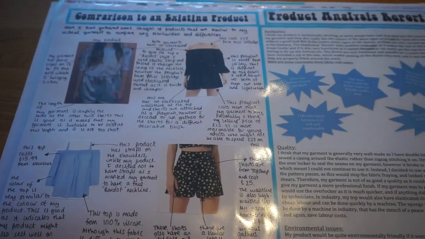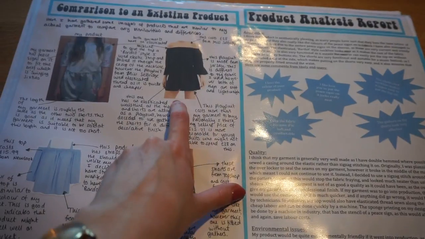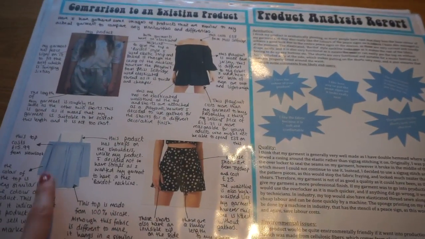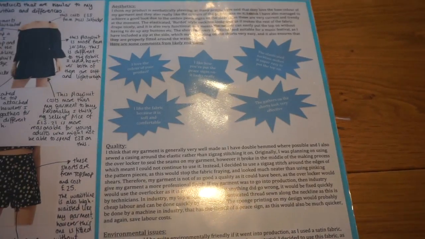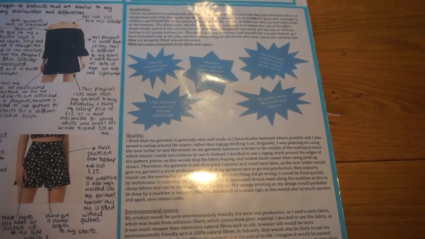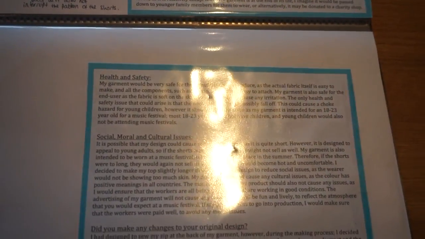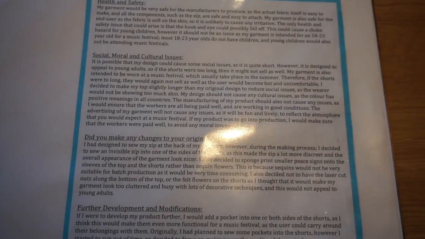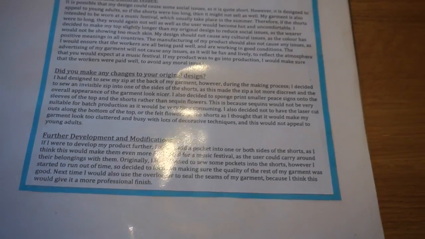Then I compared my product to an existing product. So this idea was quite similar to mine in the style of it. So I compared the style with that. I compared the top with this, and I compared the shorts with this one. And then I've got a product analysis report. So writing about the aesthetics, the quality, the environmental issues, health and safety, social, moral and cultural issues. Did I make any changes to my original design, and further development modifications? So things that I would do differently if I was to do it again. And that is everything in my folder.